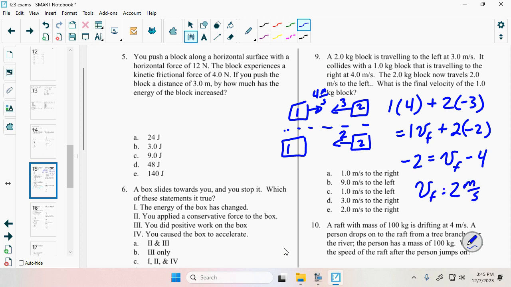That means that it's going to be going 2 meters per second to the right, because it's positive. The hard part on this is just drawing the picture. Be very careful in taking cues. To the left is negative, to the right is positive, and then draw it in the picture. And I would even label those velocities as either positive or negative.